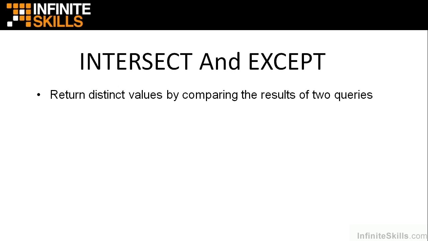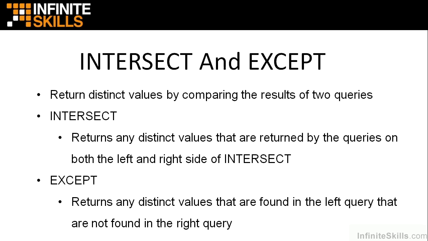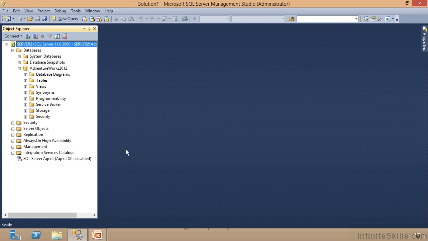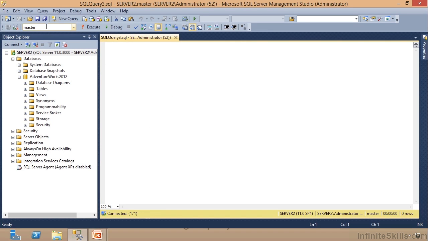Now what's going to happen here is it returns distinct values by comparing the results of two queries. Intersect returns any distinct values that are returned by the queries on both the left and right side of the keyword intersect. And again, I'll show you that. Except returns any distinct values that are found in the left query that are not found in the right query. And so we'll talk about this left and right business. But for now, let's jump out into the Management Studio and open up a query.